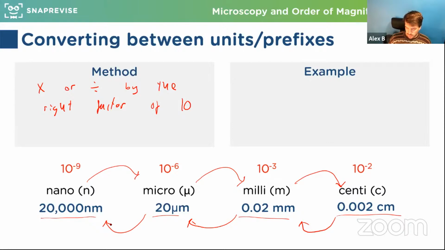So going the top way, we need to be dividing. So divide by 1,000. Divide by 1,000. Divide by 10. The odd one out. Boo, centimeters. And the other way, we're just timesing.